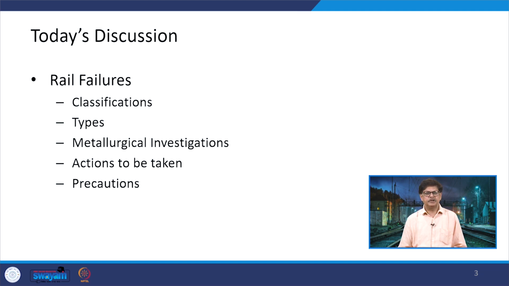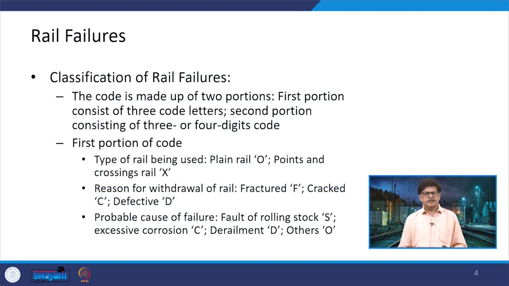which are required to be done under certain specific rail failure conditions, what actions can be taken, and what precautions should be taken if there is a track and the rails are supposed to get fractured. So, starting with the classification of the rail failures.